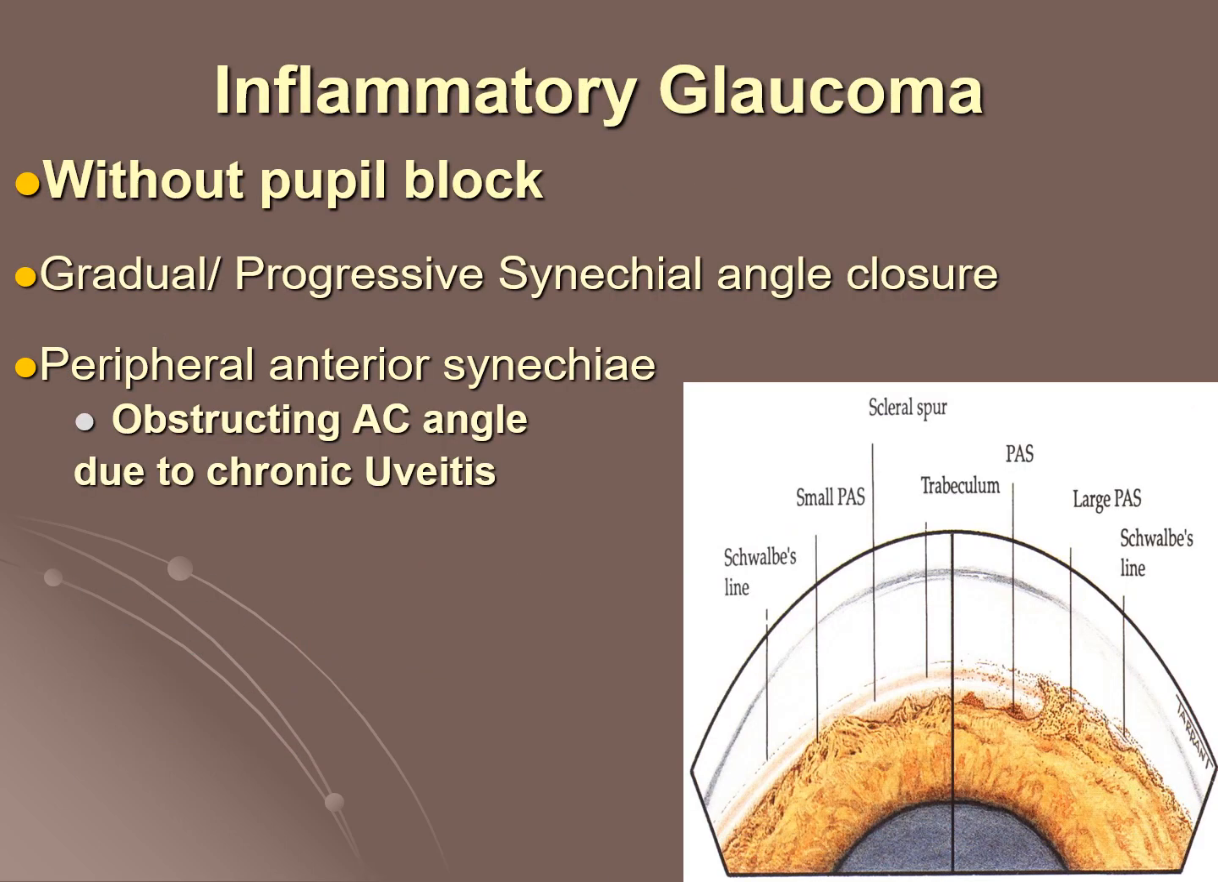Inflammatory glaucomas without pupil block, where the pupil is open, are due to gradual progressive synechial angle closure. Peripheral anterior synechiae are formed. Here you can appreciate the peripheral anterior synechiae. They obstruct the anterior chamber angle. So it is usually due to chronic uveitis.